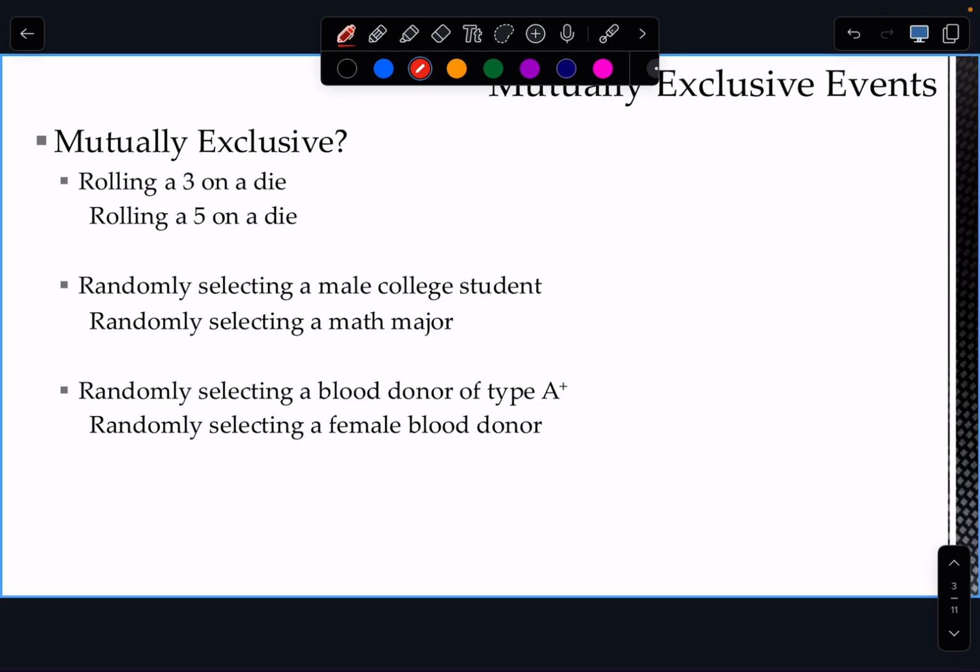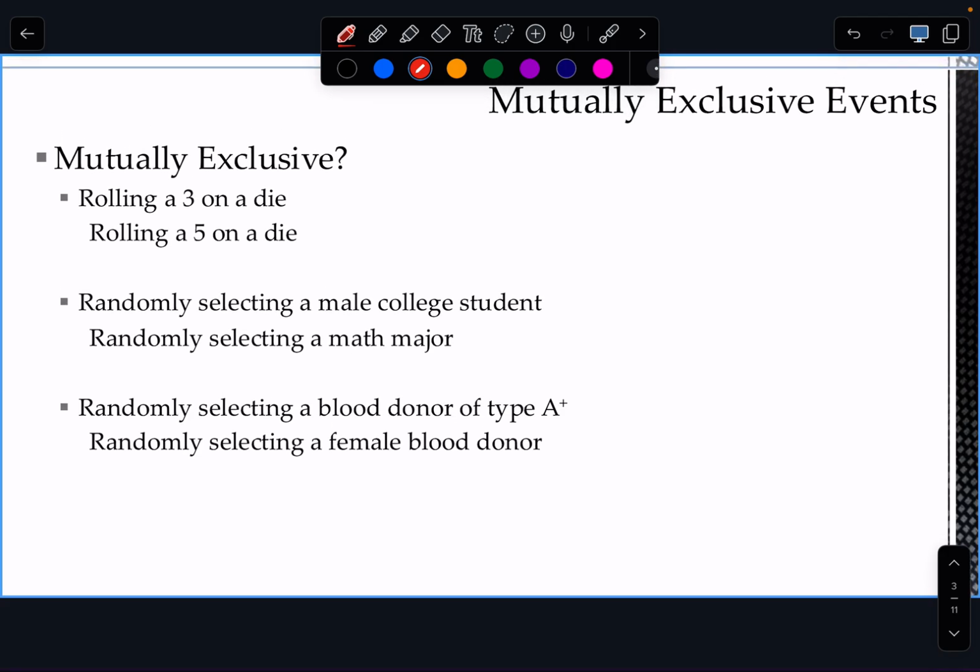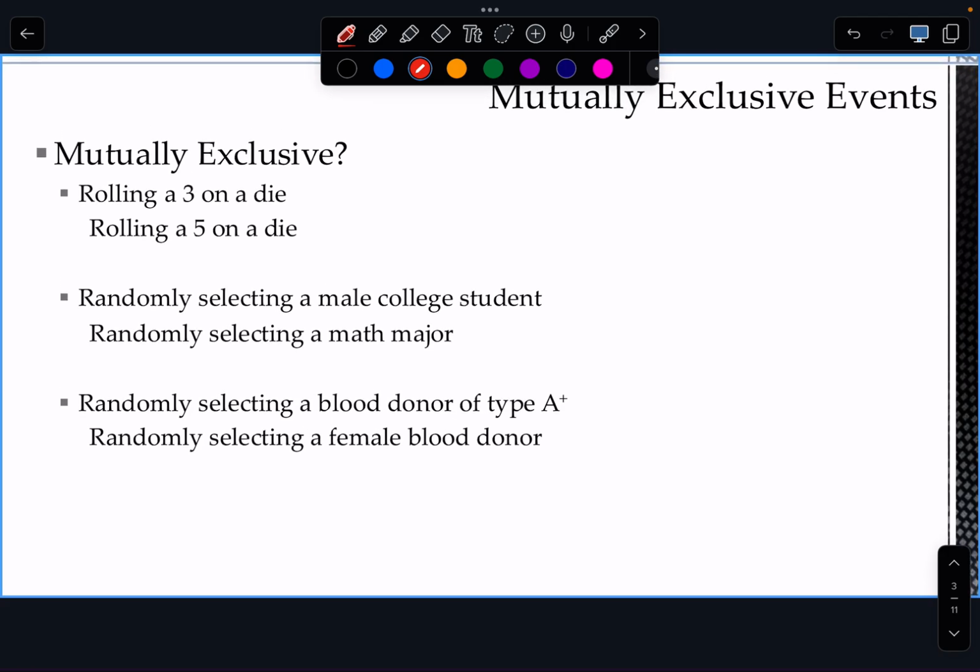Some other examples here, because we're going to have lots of different types of problems, not just with playing cards. So take a look at these here real quick and think to yourself, would these events be mutually exclusive or disjoint, or would they not be? And then discuss with the people in your group real quick. So what do you guys think? Mutually exclusive or not? Talk it over with your group. Make sure everyone's on the same page.